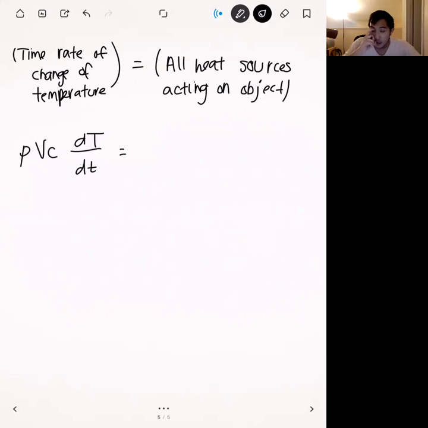And then on the right-hand side here, we have all the terms. First we have a heat flux term. Actually, let me color code these to be the same as the other page. All right, so first we have our heat flux term. Okay, so this is our prescribed heat flux.